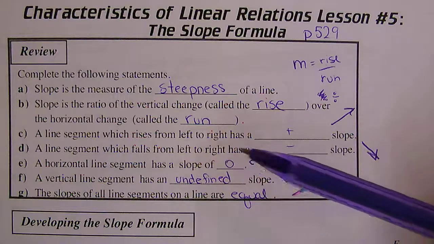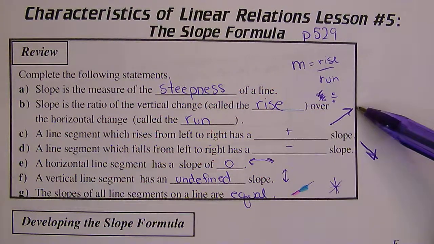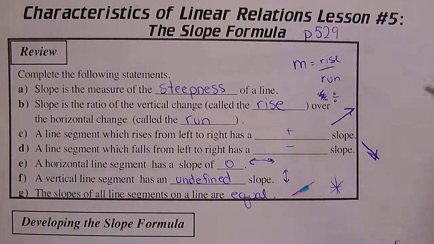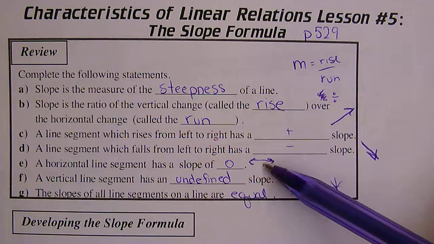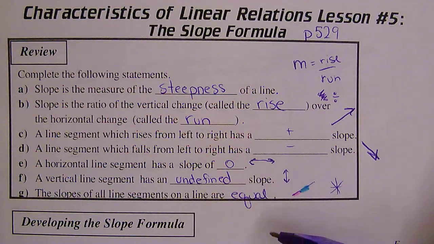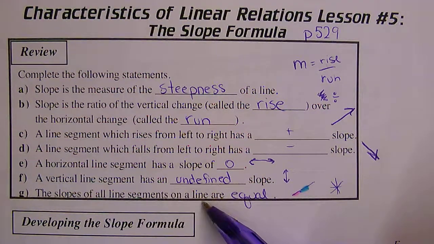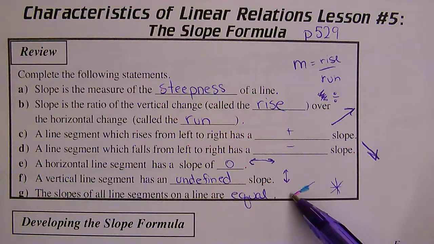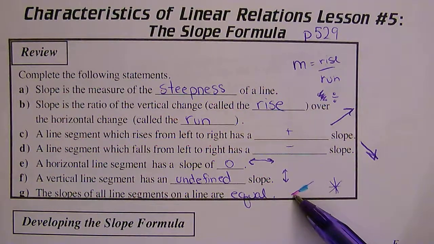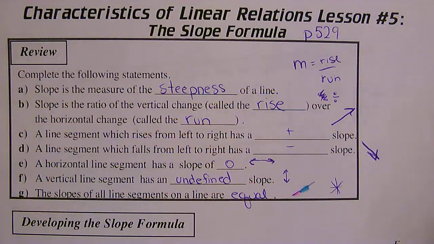A line segment which rises from left to right is positive slope. If it falls from left to right, it's negative. If it's horizontal, we have a slope of 0. If it's vertical, it's undefined. And then slopes of all line segments on a line are equal. So for example, the overall purple slope compared to the blue and the pink are all equal.